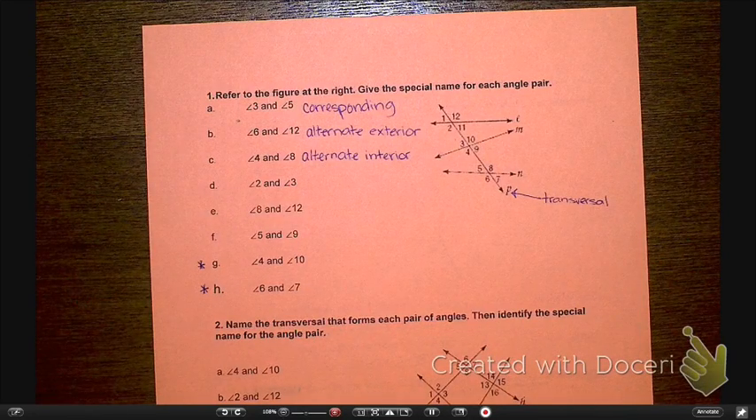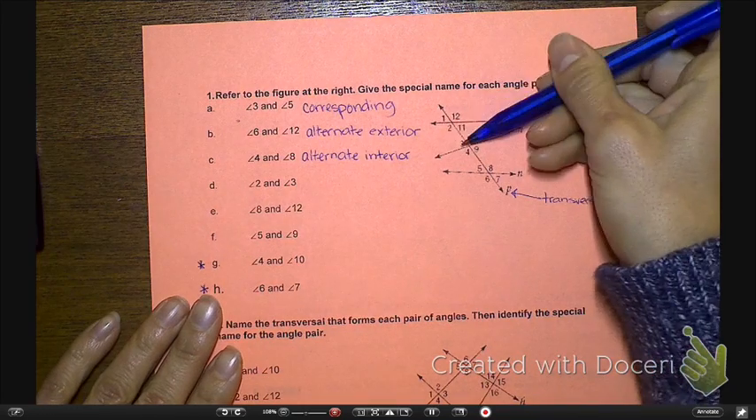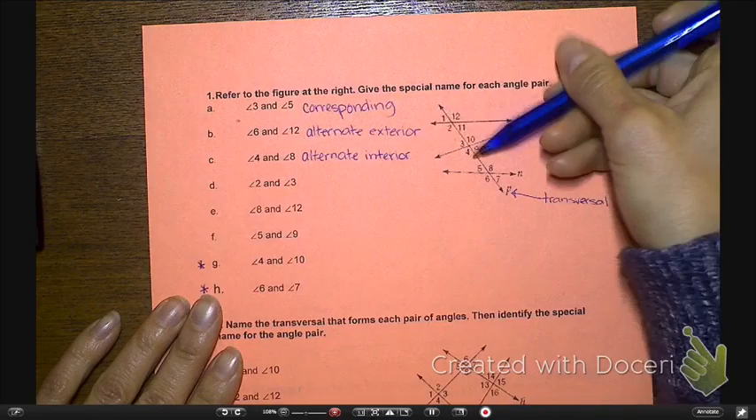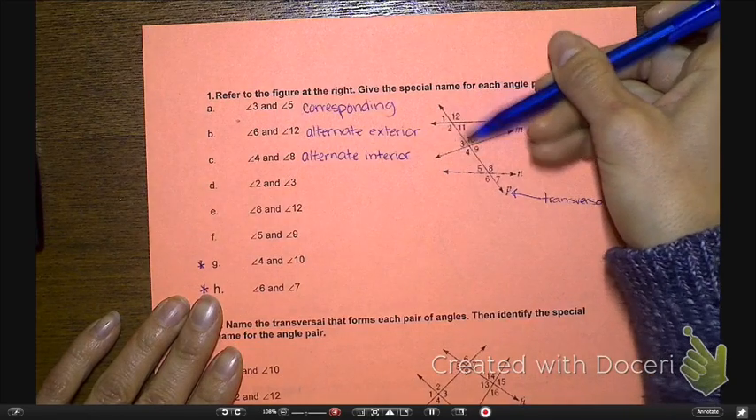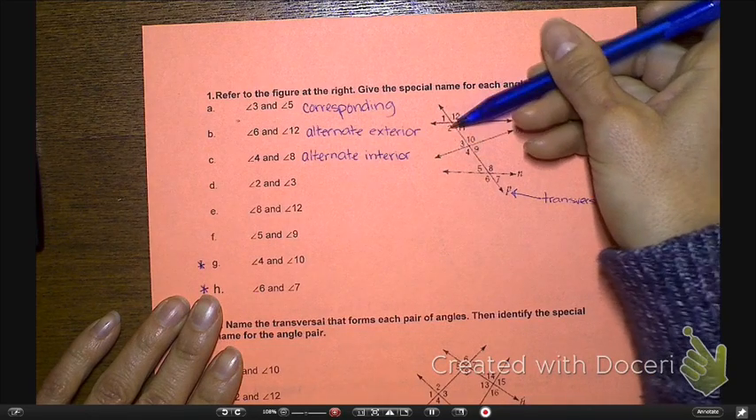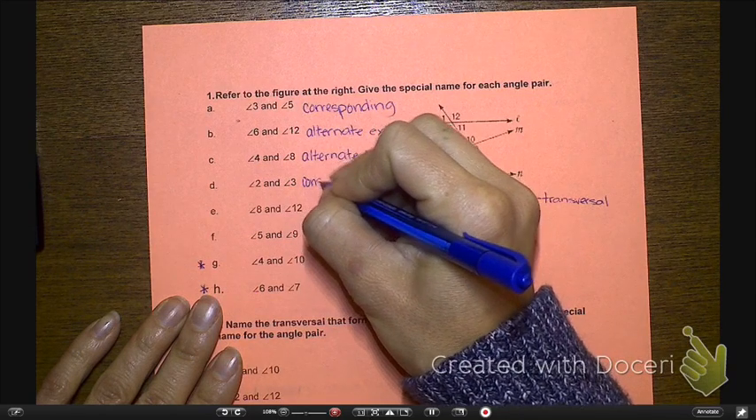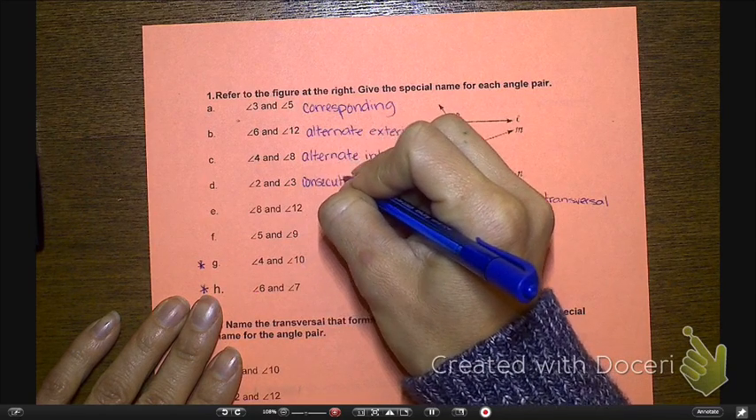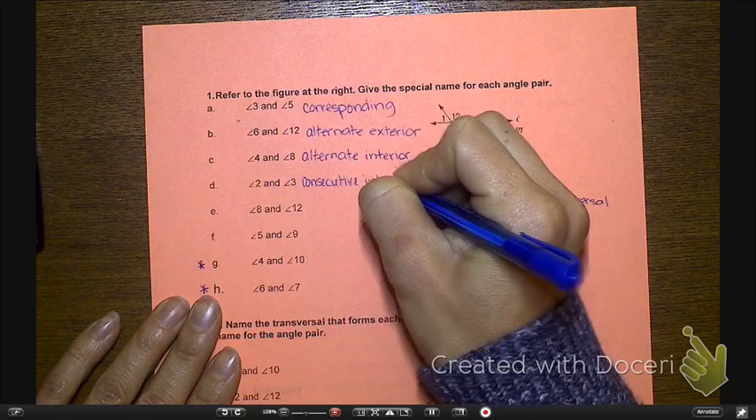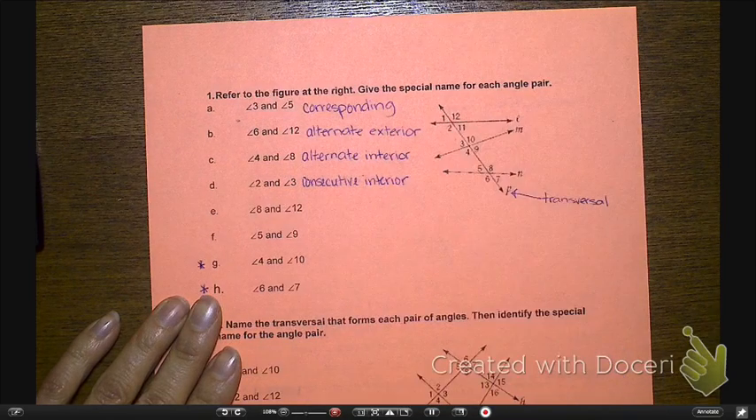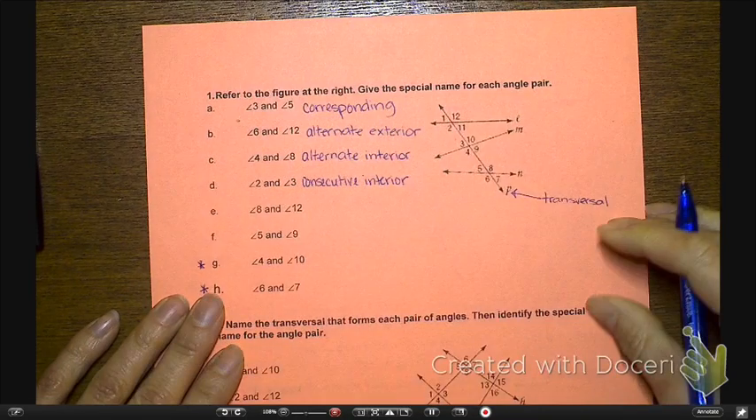Okay, guys, let's go ahead and check your work, okay? Angle 2 and angle 3, are they outside or are they inside? Inside. Same side or opposite sides? Same. So that means they are consecutive interior. How many of you guys got that right? Okay, good. Okay, next one, 8 and 12.